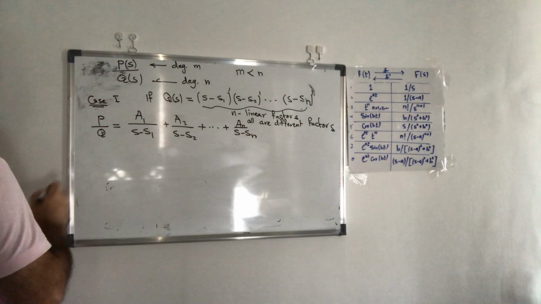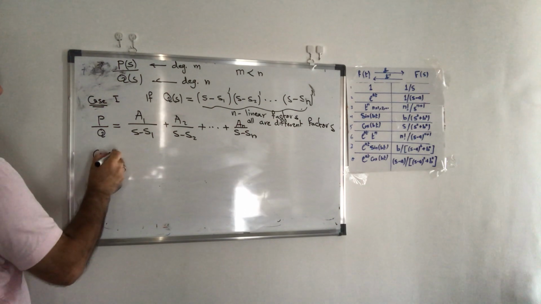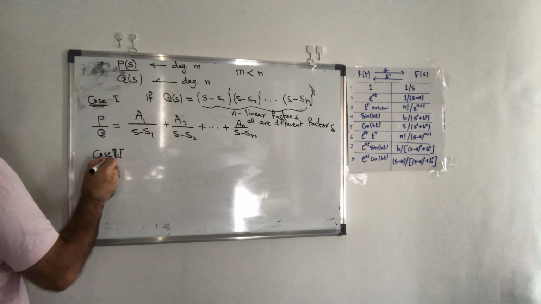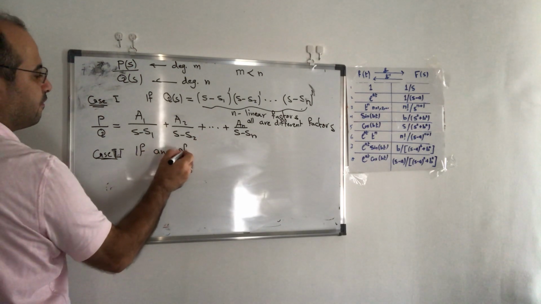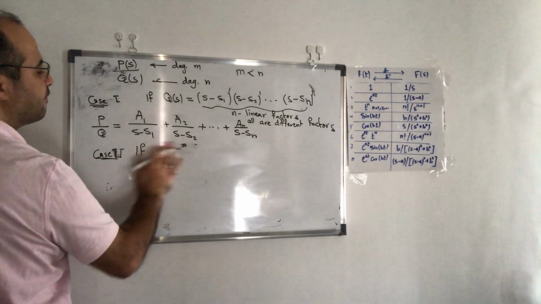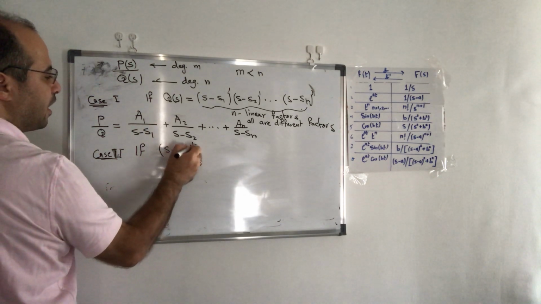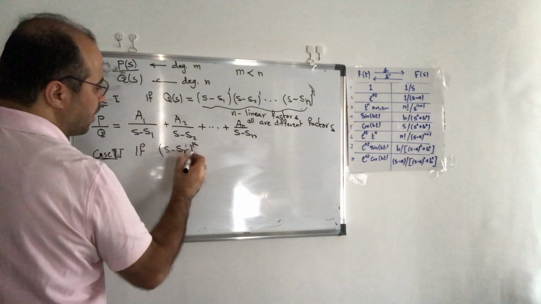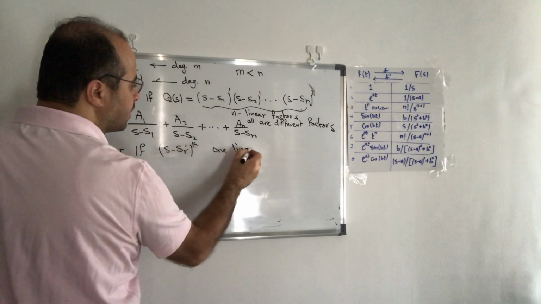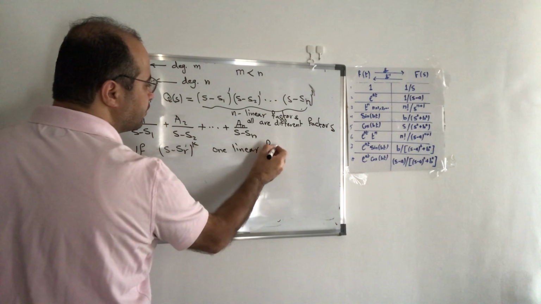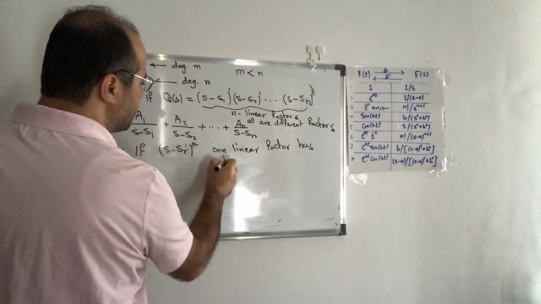Case 2: if any of these factors, say (s minus sr), has multiplicity, so one linear factor has k multiplicity.